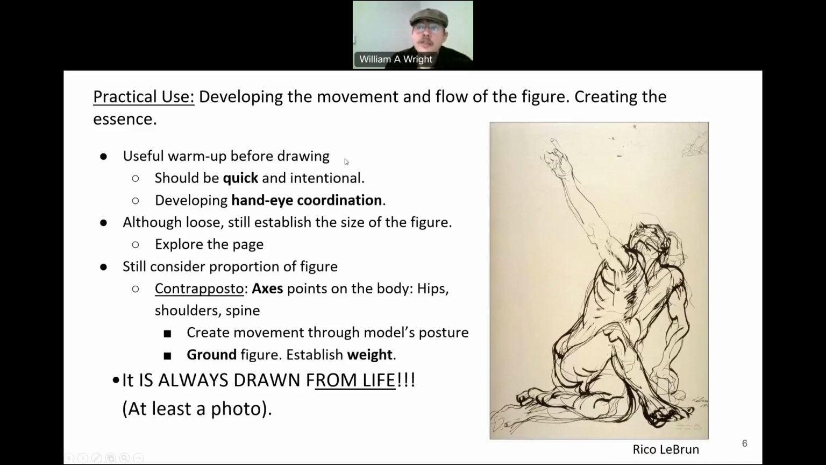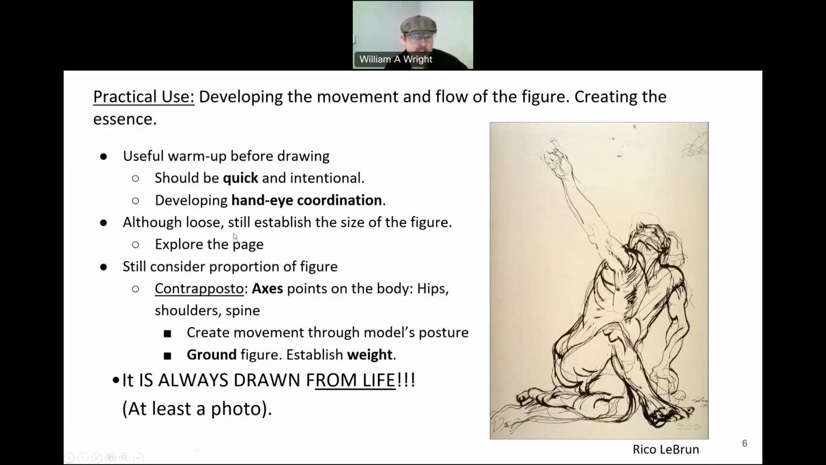Now, that is all about expressiveness and fullness. And I've started to talk about how you create form and values and more practical things with gesture. On the more practical side, it's about developing movement and flow of the figure and creating the essence, creating proportion, intentional pose. It helps you develop hand-eye coordination. It is a useful warm-up before drawing. A lot of times it is just good practice. I'm not going to say that just a quick gesture is going to be like a full finished drawing, but it's always going to be good practice, and you're going to improve quickly.